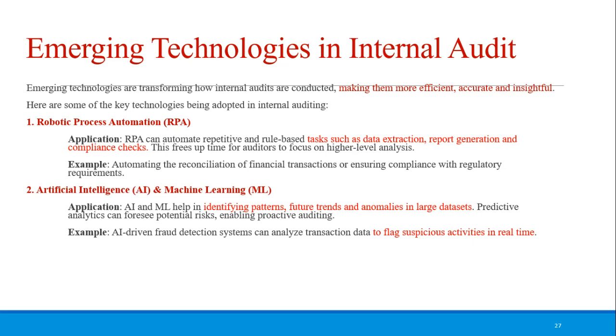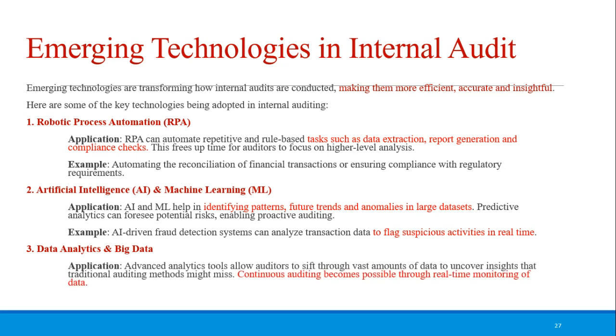So predictive analytics tools, artificial intelligence, and machine learning tools flag suspicious activities in real time. And data analytics: a lot of data analytics courses are also there, MBA courses, part-time courses, certification courses. So continuous auditing becomes possible through real-time monitoring. So continuously the data is getting monitored on a real-time basis.